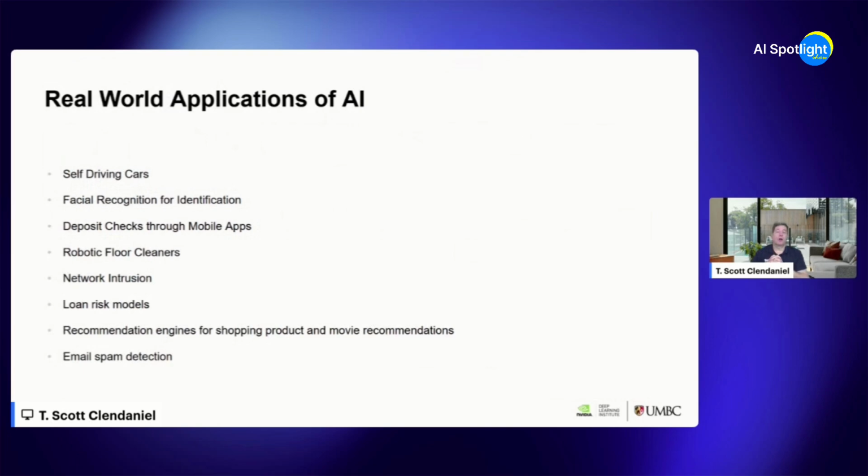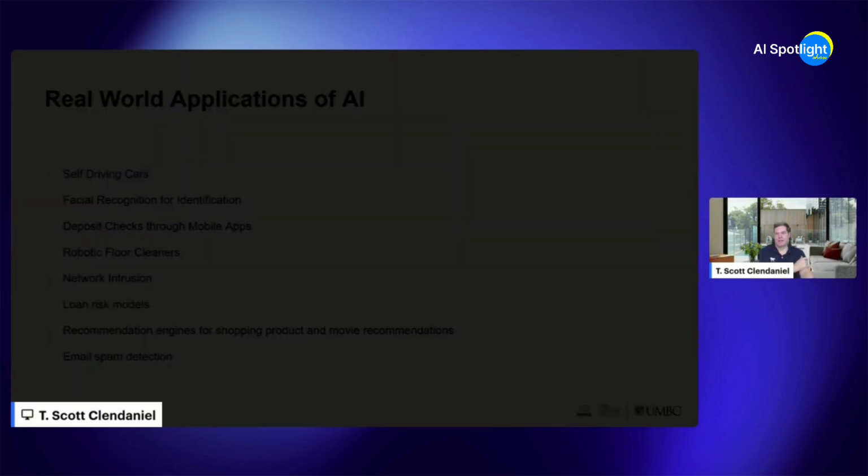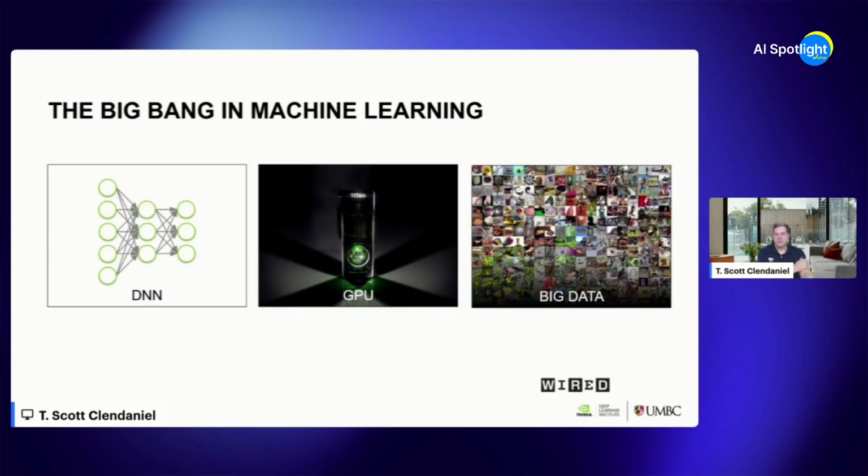Network intrusion. So this is cybersecurity, trying to predict who are the good guys from the bad guys. Loan risk models, recommendation engines for shopping and products. All your Netflix recommendations. There was actually a very famous contest called the Netflix Prize many, many years ago. Or we might be predicting, well, the next email I'm going to get, is it spam or not. So all those different components are involved in applications of AI.